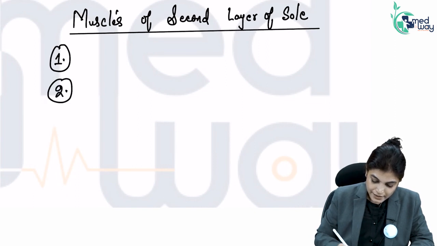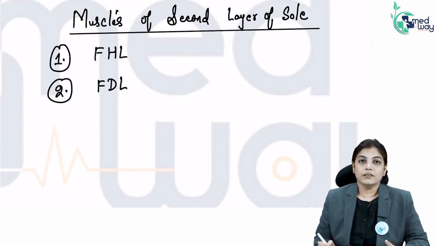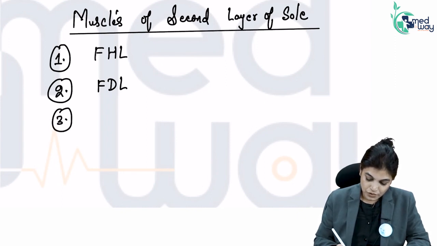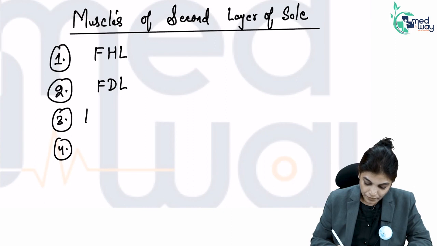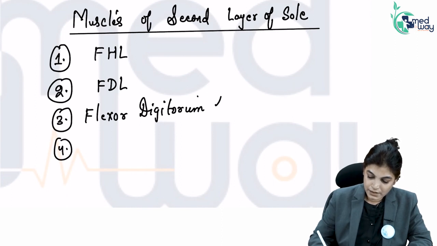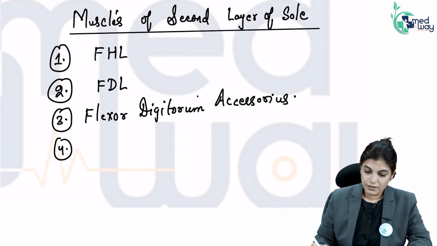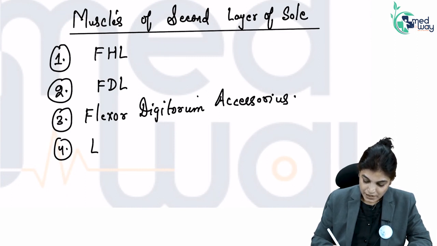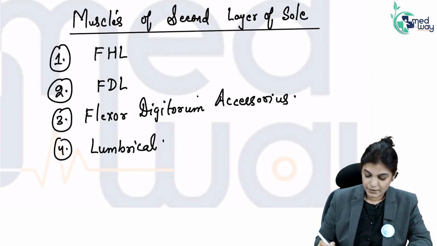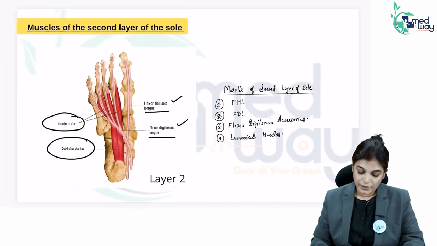There are four muscles in this category. Two we have already done, that is flexor hallucis longus and flexor digitorum longus. These are the two muscles of the posterior compartment of the leg, and the two new muscles which we have to discuss here are the flexor digitorum accessorius muscle, which is also called quadratus plantae muscle, and the lumbrical muscles of the foot. So, done. One by one we will talk about this.